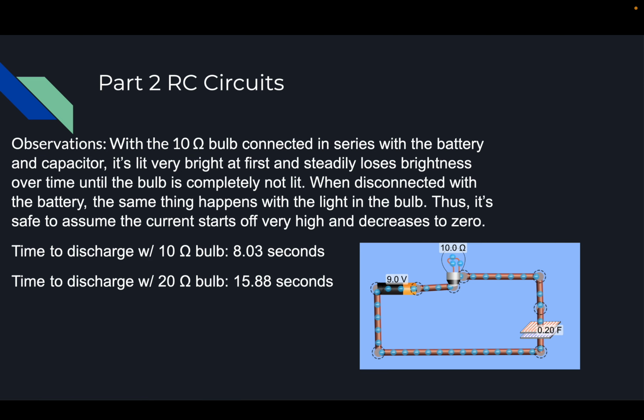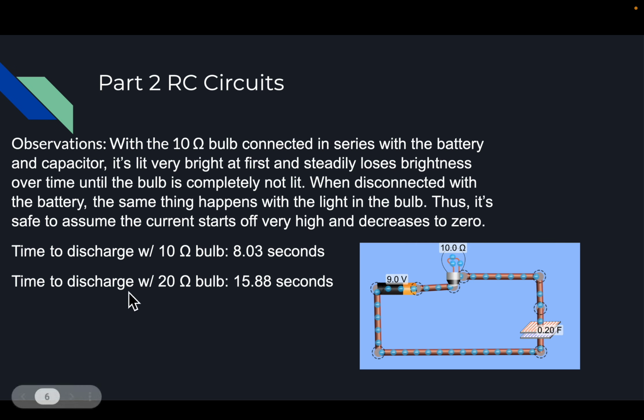So with the RC circuits, with the 10 ohm bulb connected in series, the observation was that the bulb is lit very brightly at first and then loses brightness steadily over time. The capacitor is charging, and then when it's disconnected from the battery, the capacitor is discharging, and the same thing happens with the light. And so the current starts off very high and then decreases to 0.